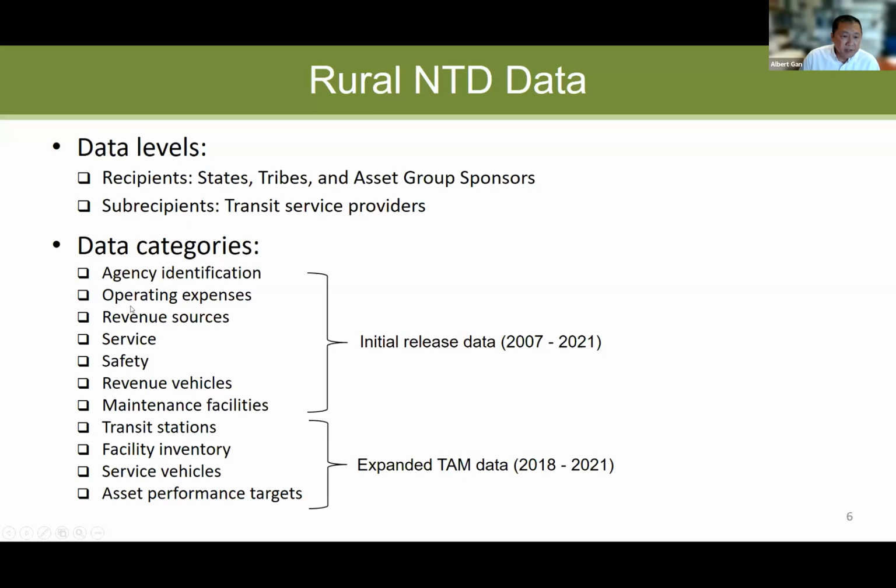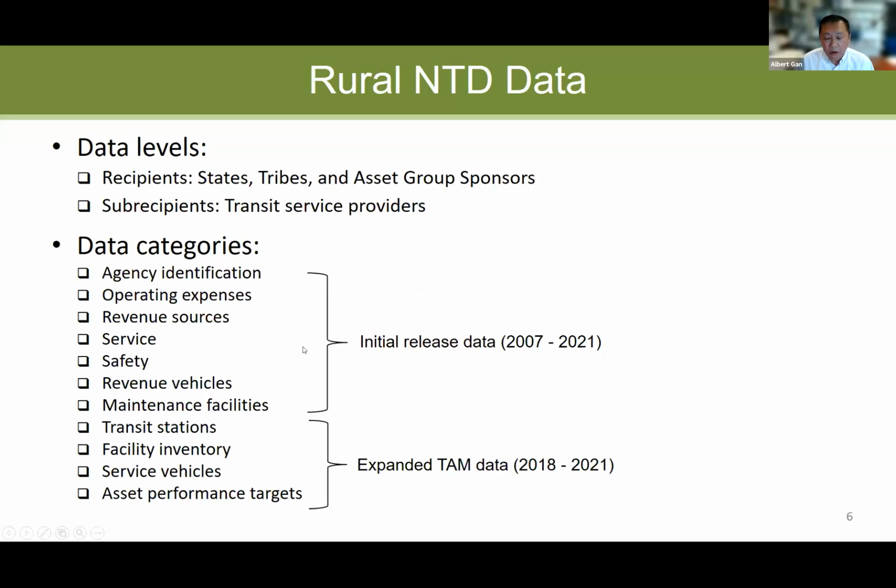including agency identification, operating expenses, revenue sources, service, safety, revenue vehicles, and maintenance facilities. And this list of data was originally released starting from 2007. And as I mentioned, the expanded version of the TAM data now also includes transit stations and facility inventory, service vehicles, and asset performance targets.